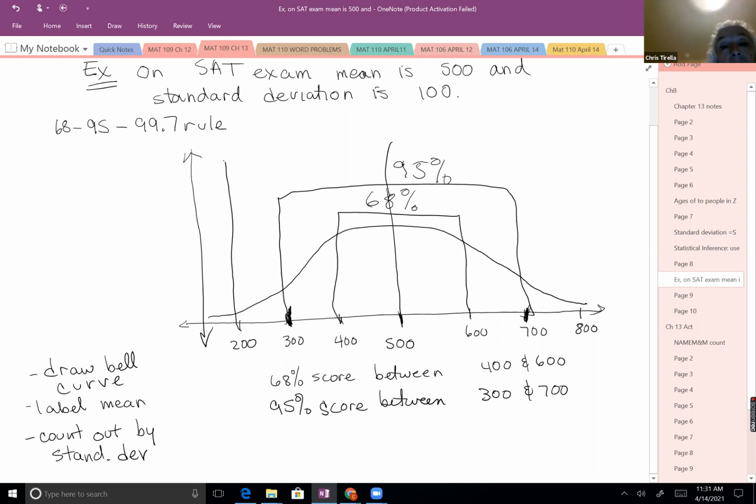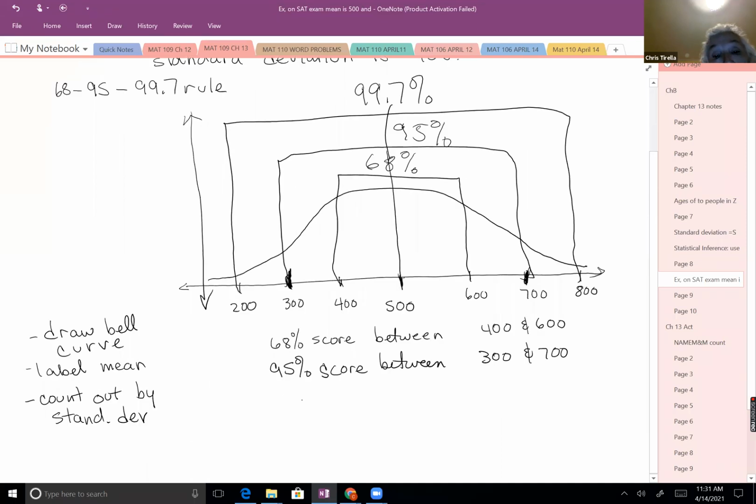Then lastly, 3 standard deviations away. Well, 3 away from 500, 1, 2, 3 would be between 200 and 800, and that's 99.7%, or almost everybody. So 99.7% score between 200 and 800.